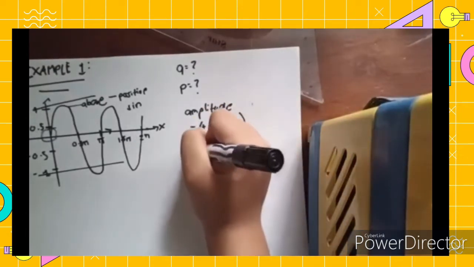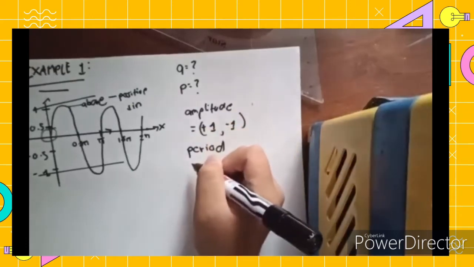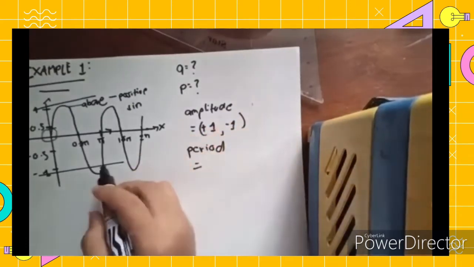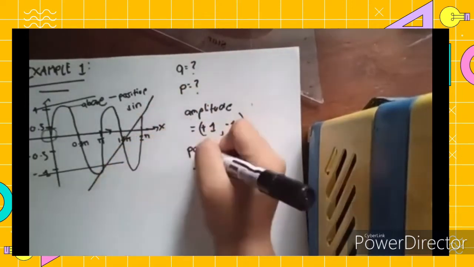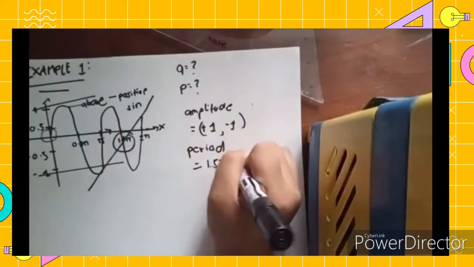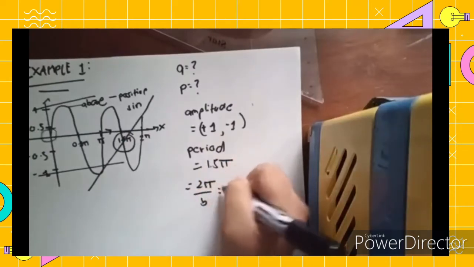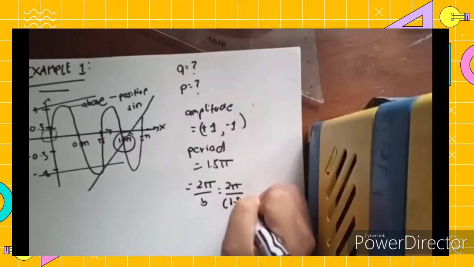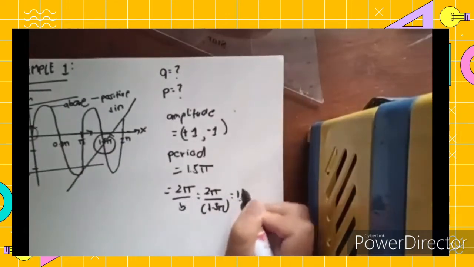The period is the distance of the wave from its origin, and since the period can only measure one or two cycles of the wave, since it is just a repeating wave cycle of the graph, the period will be 1.5 pi. The formula of the period is period equals 2 pi over b, so it becomes period equals 2 pi over 1.5 pi, which is equal to 1.3.